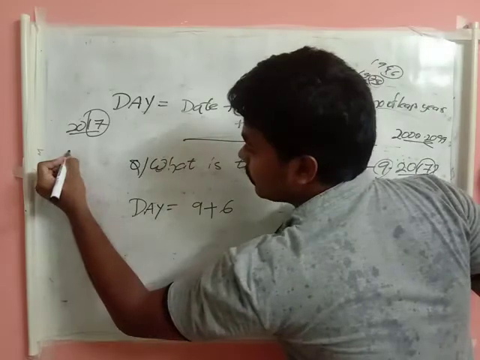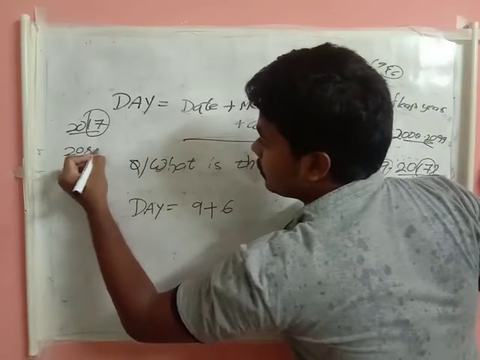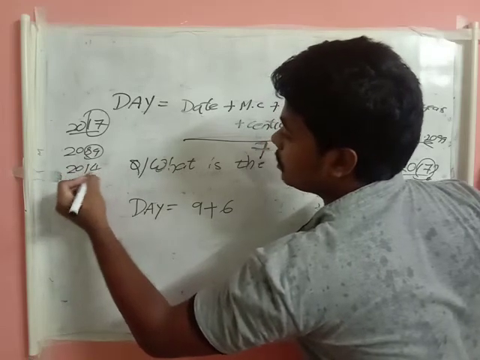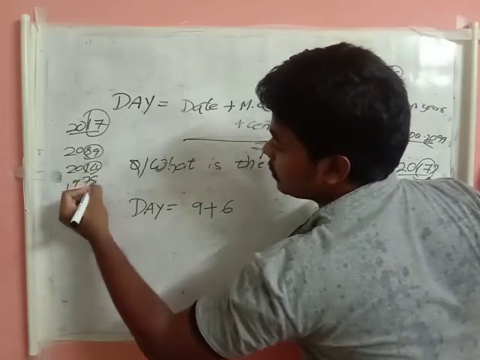In the same way, if they have given 2089, the number of years is 89. For 2014, the number of years is 14. For 1978, the number of years is 78.